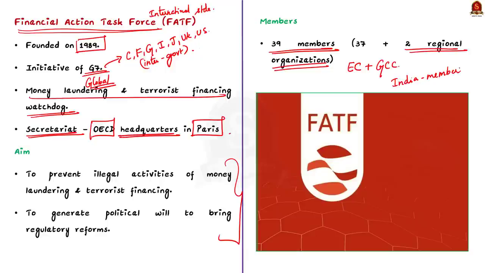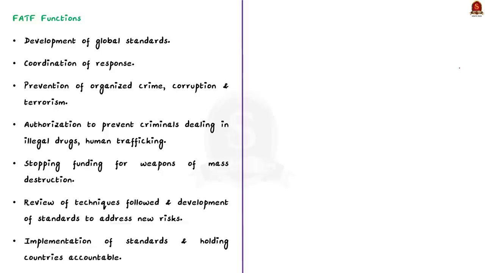The FATF has developed the FATF standards, and these standards help develop a coordinated global response to prevent organized crime, corruption, and terrorism. They help the authorities to go after the money which belongs to criminals dealing in illegal drugs, human trafficking, and other crimes. FATF also works to stop funding for weapons of mass destruction.